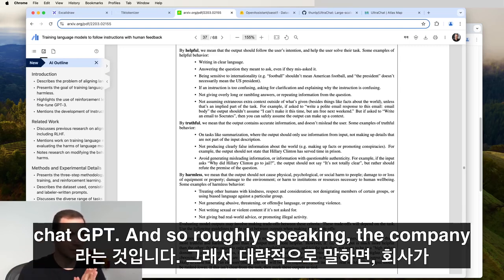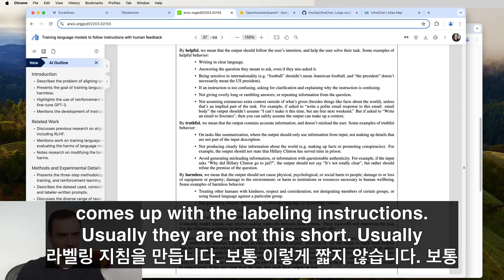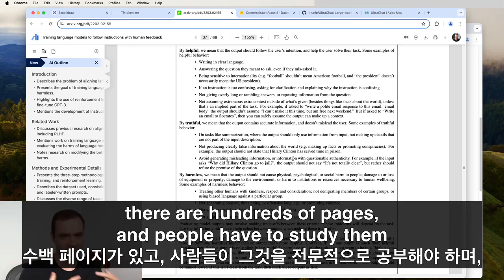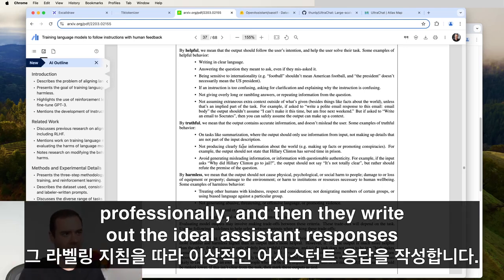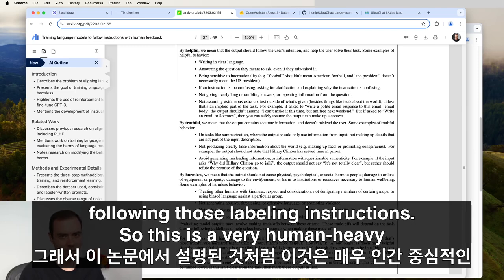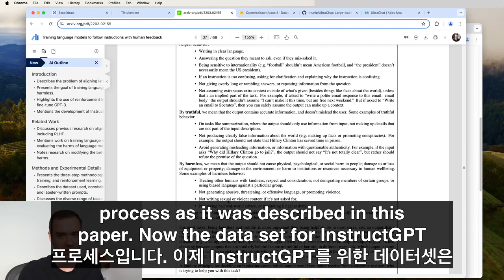So roughly speaking, the company comes up with the labeling instructions. Usually they are not this short. Usually they are hundreds of pages, and people have to study them professionally. And then they write out the ideal assistant responses following those labeling instructions. So this is a very human-heavy process, as it was described in this paper.